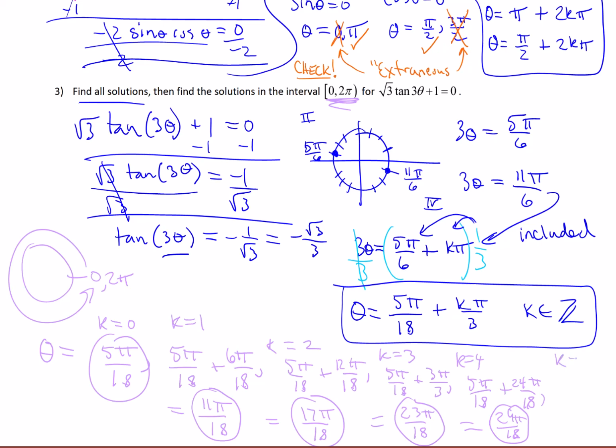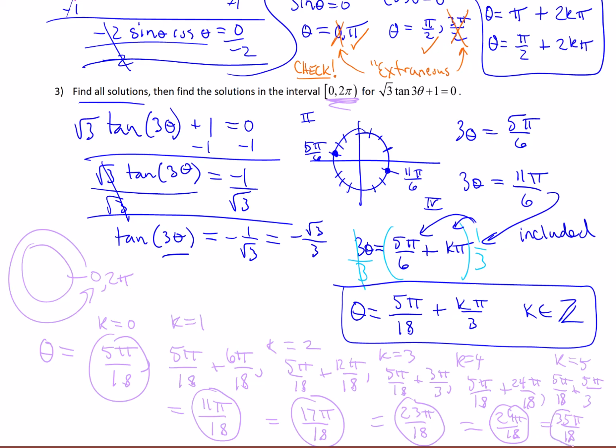So what about when k is 5? Let's check this. We'd have 5 pi over 18 plus 5 pi over 3 if k is 5. But again, to get a common denominator, I'll multiply top and bottom by 6 there. That would give me 35 pi over 18, which must be the last one.